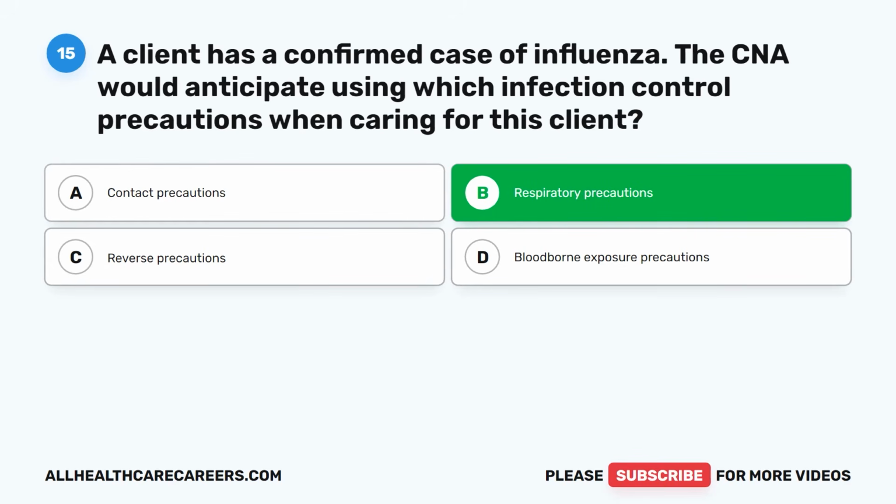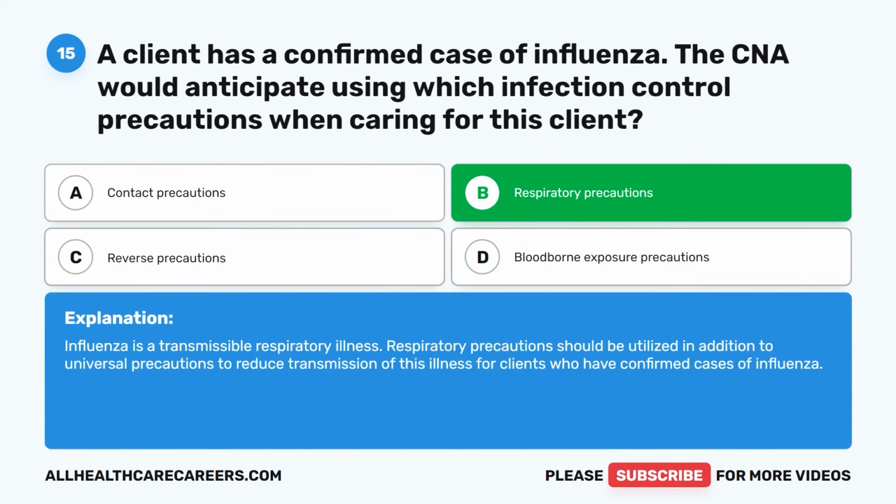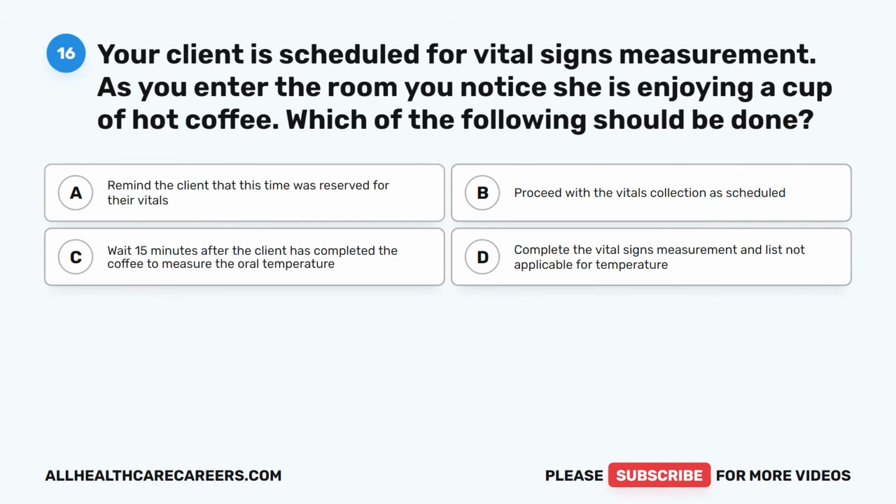Respiratory precautions. Influenza is a transmissible respiratory illness. Respiratory precautions should be utilized in addition to universal precautions to reduce transmission of this illness for clients who have confirmed cases of influenza.